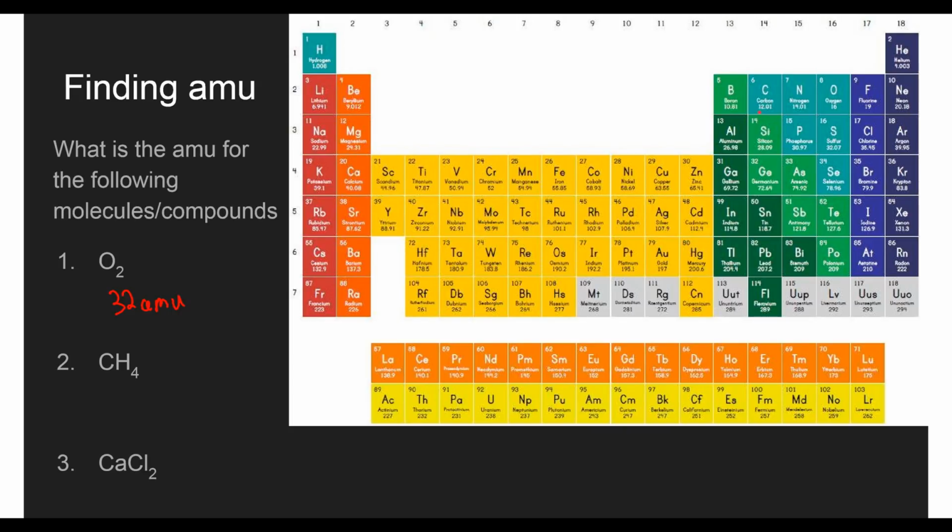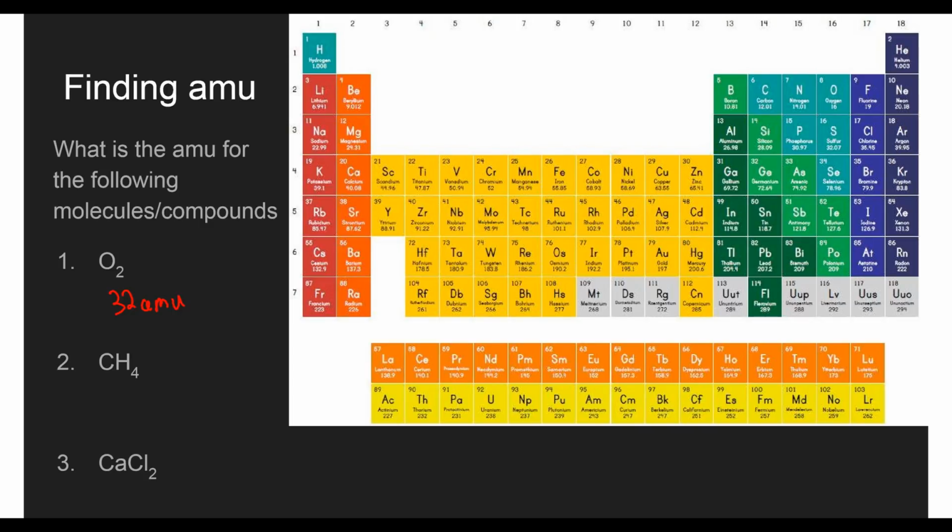Now continuing forward, if we have CH4 here, carbon is 12.01 and hydrogen is 1.008, and we can just call carbon 12 and hydrogen 1. With 4 hydrogens, the hydrogen part has an atomic mass of 4, and the carbon is 12, so it's 12 plus 4, which gives us 16 AMU.